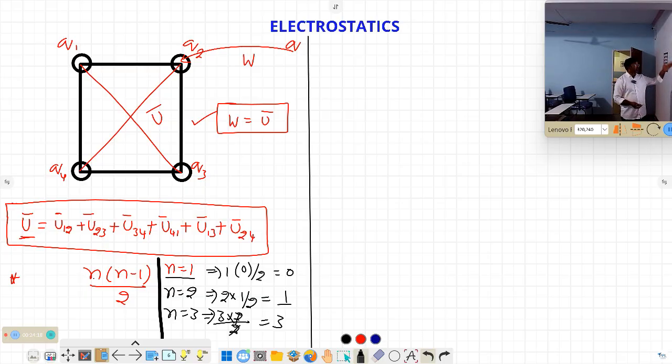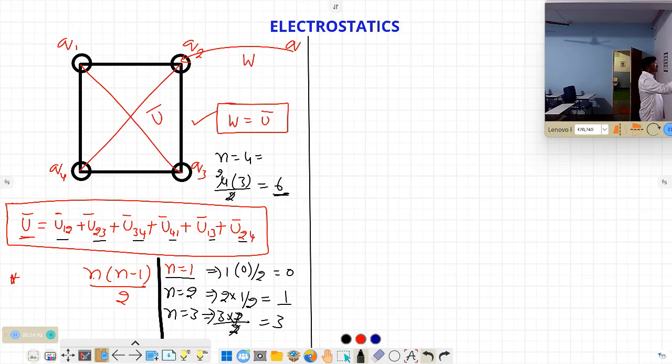Like this, suppose you come across a case of a 4 charge system, n is equal to 4. What are the combinations? 4 into 4 minus 1 is 3, by 2. The 2 gets cancelled, 2 3 6. You are going to get a total of 6 combinations. You can check this: 1 2 3 4 5 6.